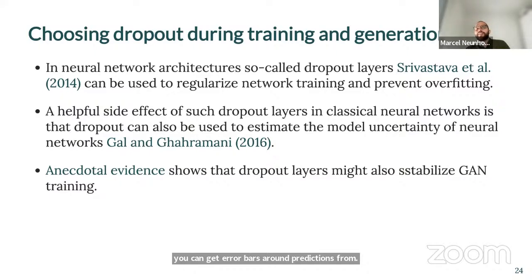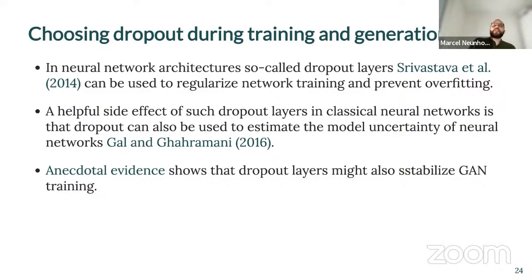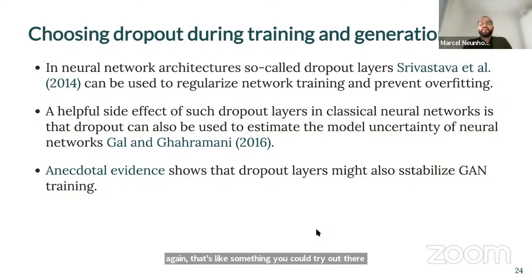In empirical GAN applications, there's some anecdotal evidence, like a very good GitHub repo on GAN hacks and tricks on how to train them best, linked here, that shows that dropout layers also stabilize GAN training. Again, that's something you could try out very easily by just adding dropout layers during training. And in classical neural networks, and what you would also typically do in GANs, for prediction or data generation, you would just average across all nodes so that you don't have this randomness in predictions. However, sometimes you want this, if you want to estimate model uncertainty.